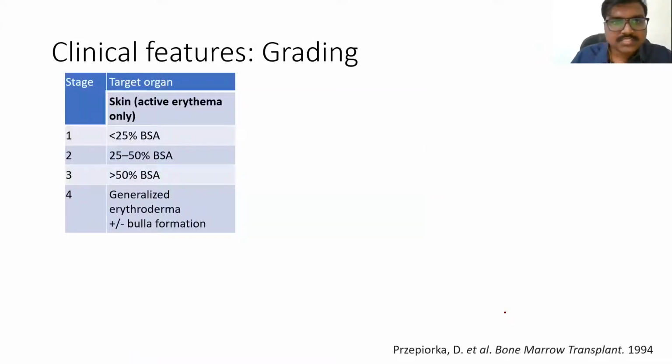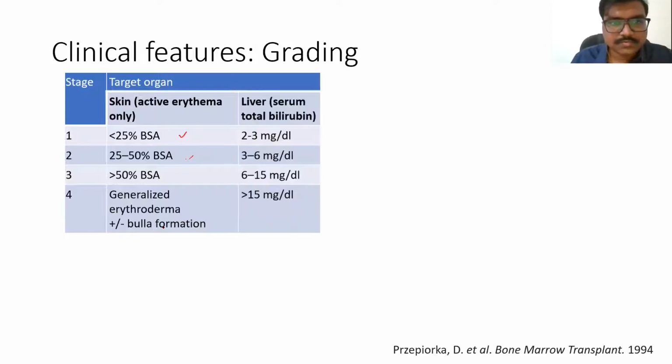So, how do we stage the disease clinically? Based on the extent of involvement of the skin, they have graded less than 25% body surface involvement as stage 1, 25 to 50% as stage 2, and more than 50% as stage 3. And if there is bulla formation or generalized erythroderma, it goes to stage 4.